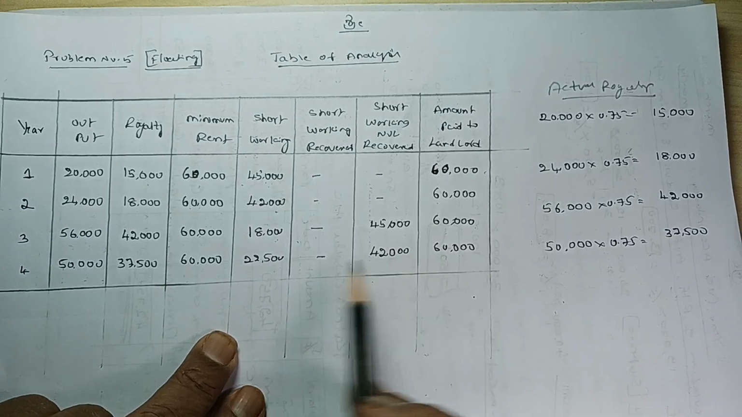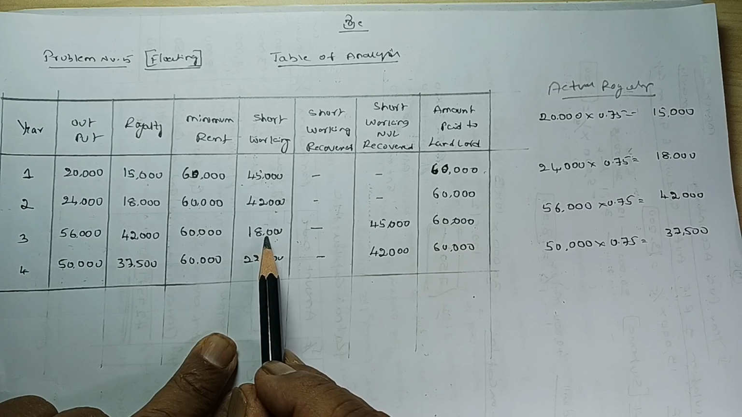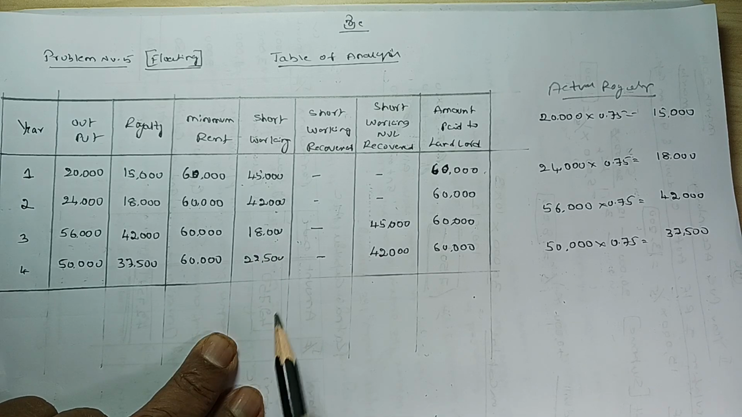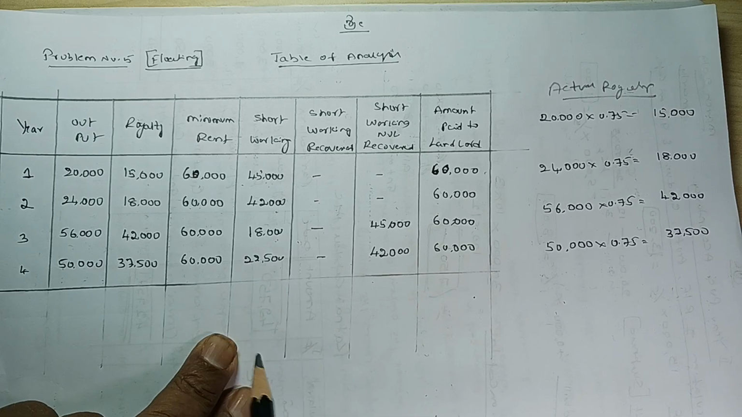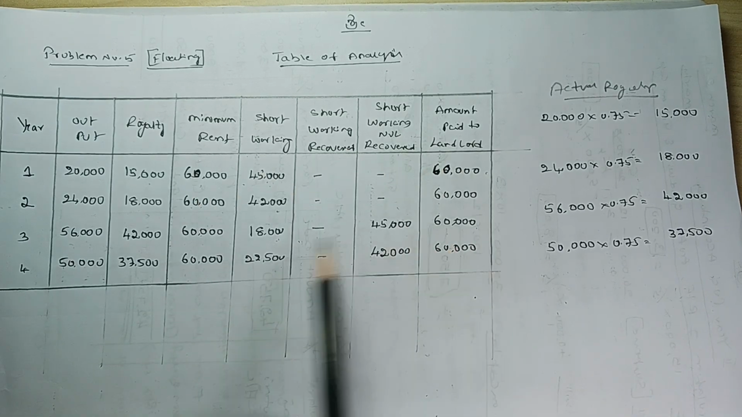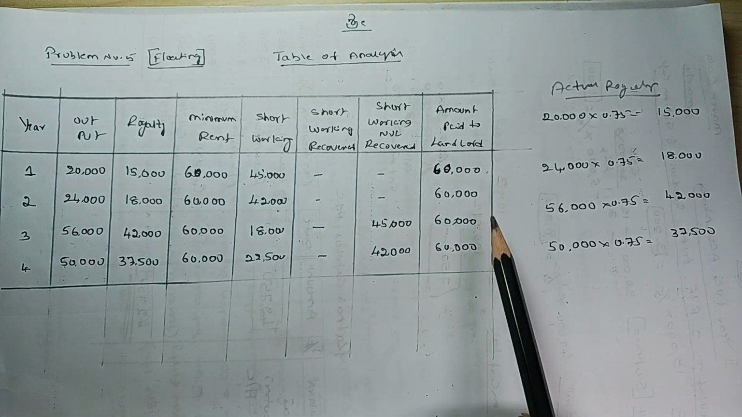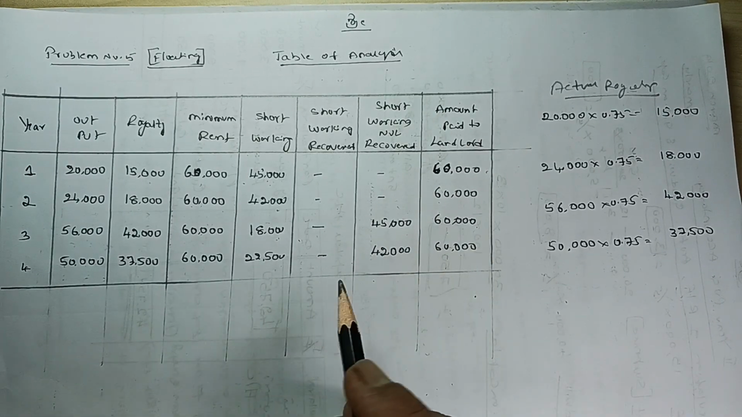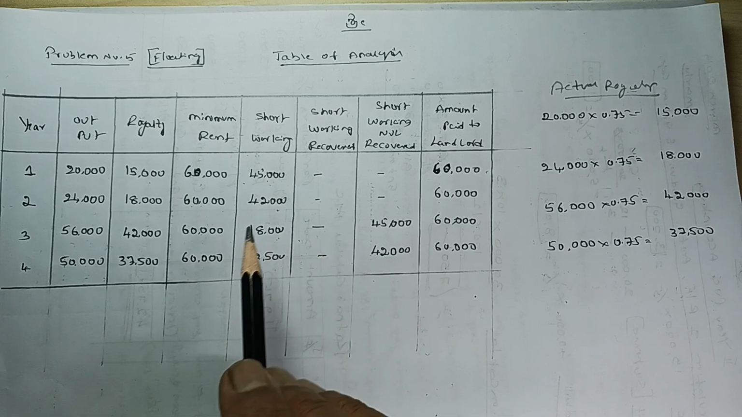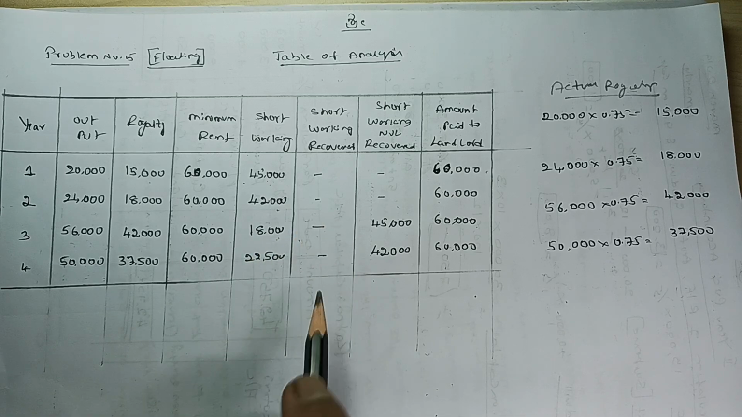60,000. You may have one question, what happened to this 18,000 of the third year? Then you will have to wait for the fourth year and fifth year. What about the fourth year? We have to wait for fifth and sixth year. So this is how we have to prepare the table of analysis, right? So we have worked out 3 problems on fixed and 2 problems on floating, right?